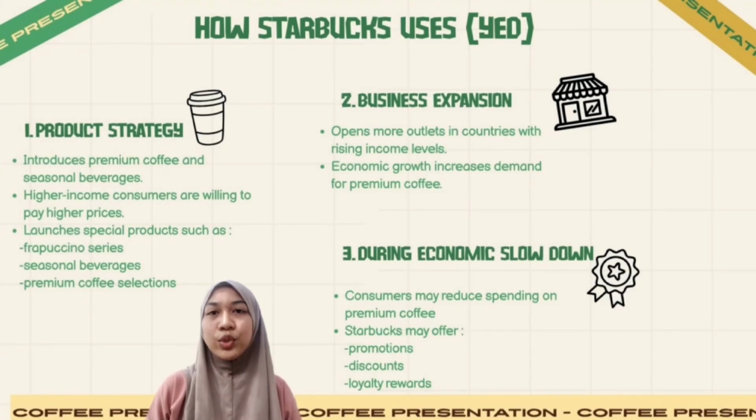Starbucks can use YED to plan business expansion. If a country experiences economic growth and rising income levels, Starbucks may open more outlets because demand for premium coffee is likely to increase. However, during an economic slowdown, consumers may reduce spending on non-essential items such as premium coffee. In this situation, Starbucks may offer promotions, discounts, or loyalty rewards to attract customers and maintain sales. Therefore, understanding income elasticity of demand is important because it helps Starbucks predict consumer demand and develop effective business strategies based on changes in income.